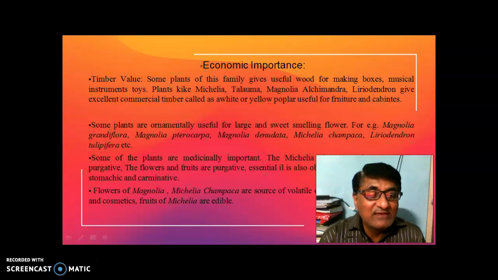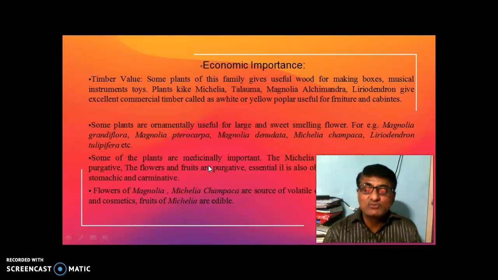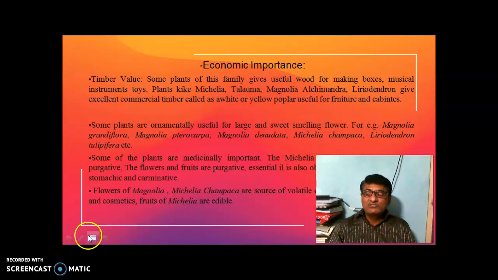In plants like Michelia champaca, the roots are purgative. Purgative means they are useful for digestion. The flowers and fruits are also purgative. They contain essential oil. That oil also has medicinal importance as a stimulant, stomachic and carminative. Flowers of Magnolia and Michelia champaca are a source of volatile oil which is used in perfumes and cosmetics. The fruits of Michelia are also edible in nature. So this is the economic importance of this particular family.